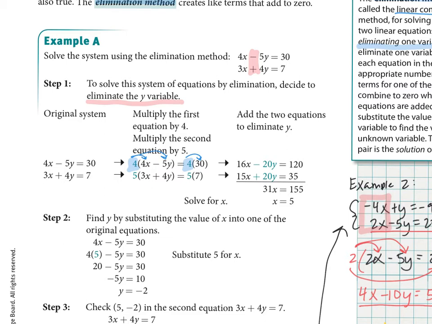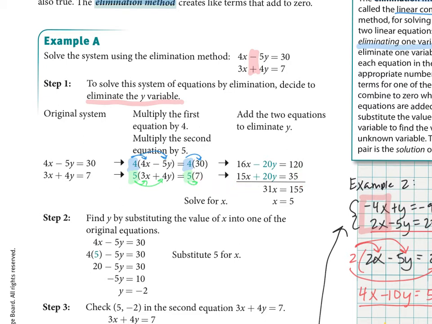So for the second equation, they decided to multiply by 5, right? And it's not just to one side, it's to both sides. And they have to rewrite that equation too, using that distributive property, that multiplication property, where we can see 4 times 4 gives us 16. 4 times a negative 5 gives us that negative 20, right? So we have that negative 20y. And then 4 times 30 is 120. We do the same thing for the second equation.